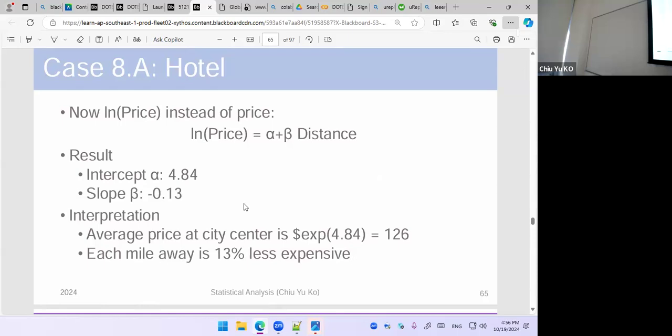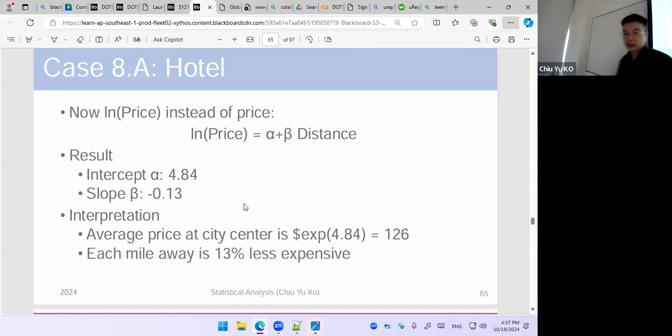The second, of course, the most important in this model is not the alpha, it's the beta. Because you want to use x to explain y, predict y. In this case, it's not the distance explaining the price, but the price change. So this means that for every mile you are away, it is 13% less expensive. And probably this is still not too easy to see. We will draw a graph to explain, look at it, then you will see more clearly what's going on there.